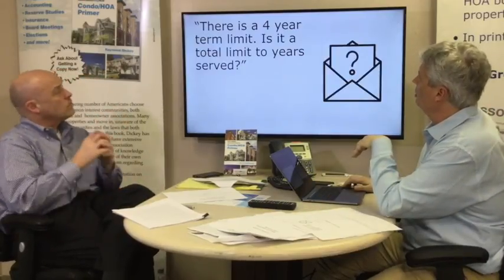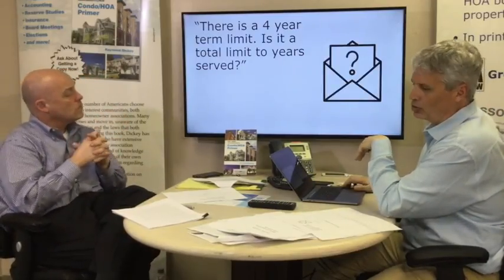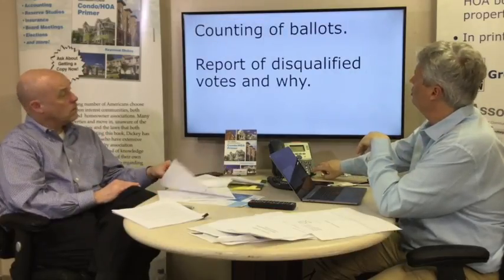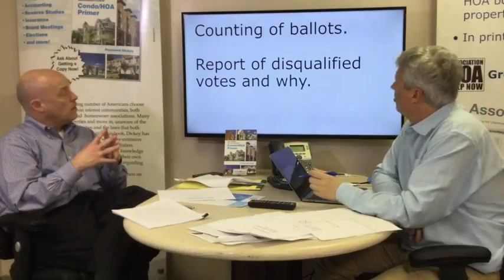Okay. We've already gone over the electronic voting. That was one of my key points. And we've actually already answered this question by a call-in. I noticed some language, the counting of ballots, report of disqualified votes, and why. Do you have to give the residents an explanation of which votes were disqualified?